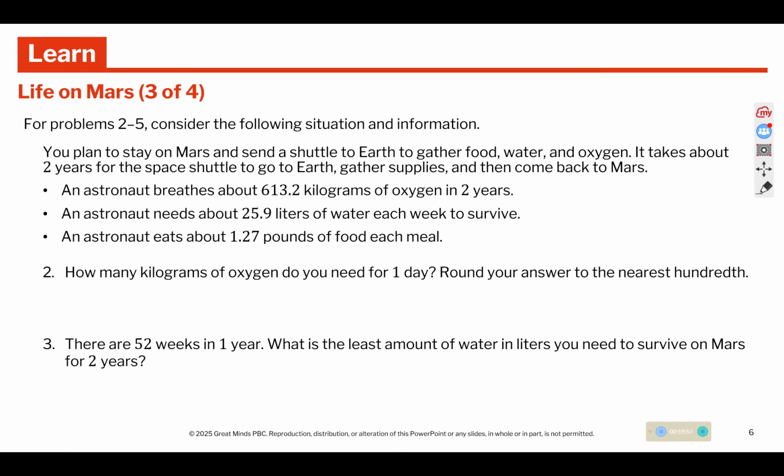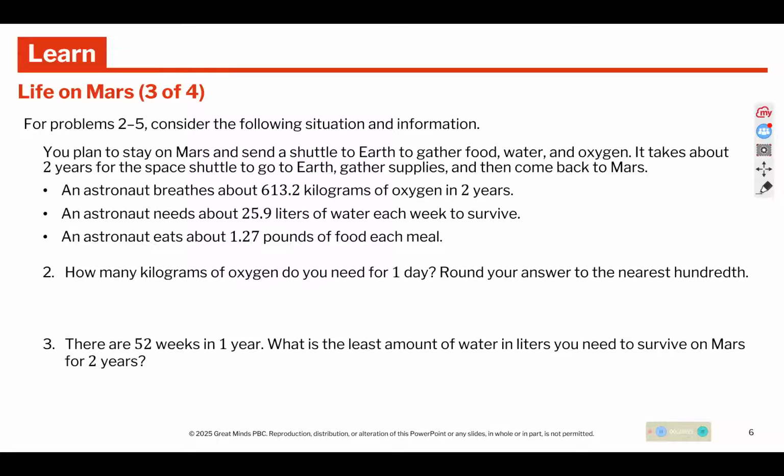For problems 2 through 5, consider the following situation and information. You plan to stay on Mars and send a shuttle to Earth to gather food, water, and oxygen. It takes about 2 years for the space shuttle to go to Earth, gather supplies, and then come back to Mars. An astronaut breathes about 613.2 kilograms of oxygen in 2 years. An astronaut needs about 25.9 liters of water each week to survive. An astronaut eats about 1.27 pounds of food each meal. Number 2, how many kilograms of oxygen do you need for 1 day?